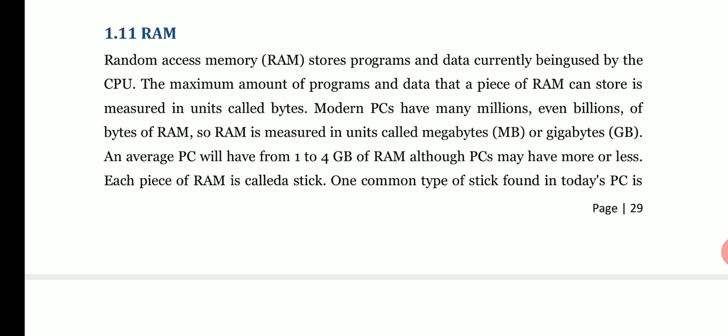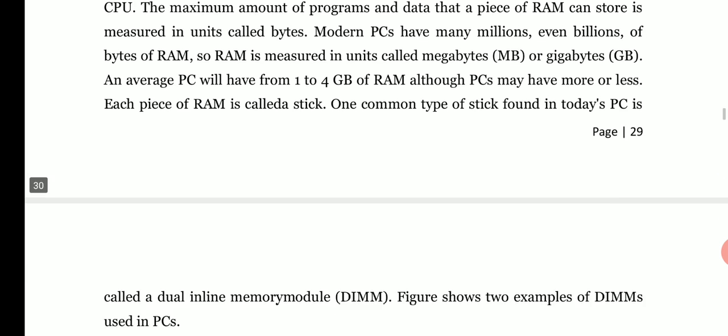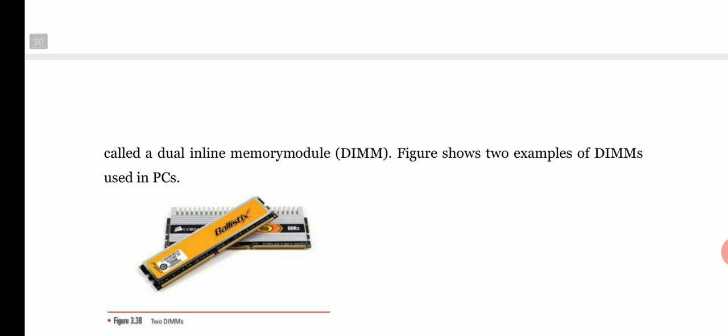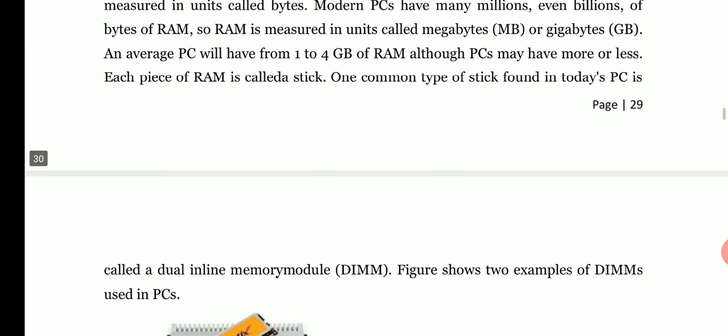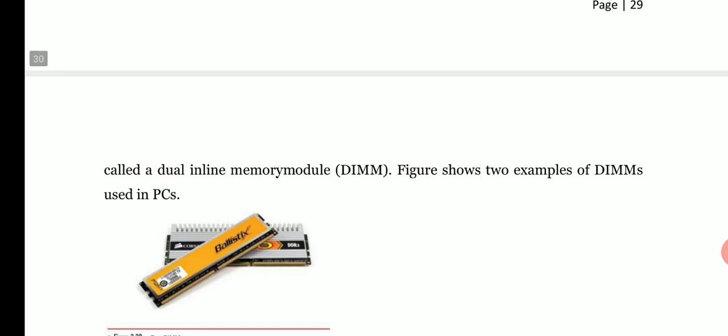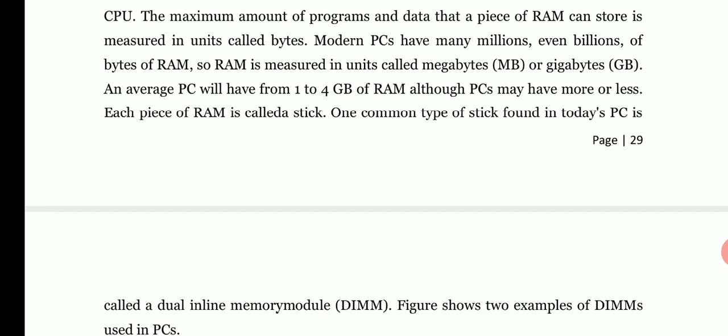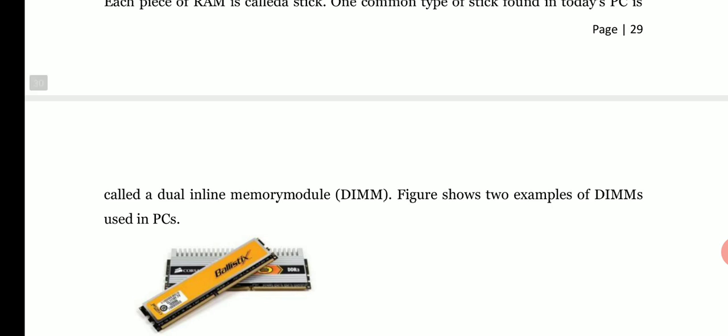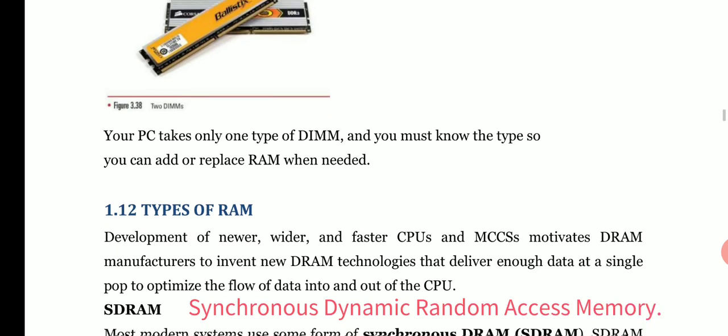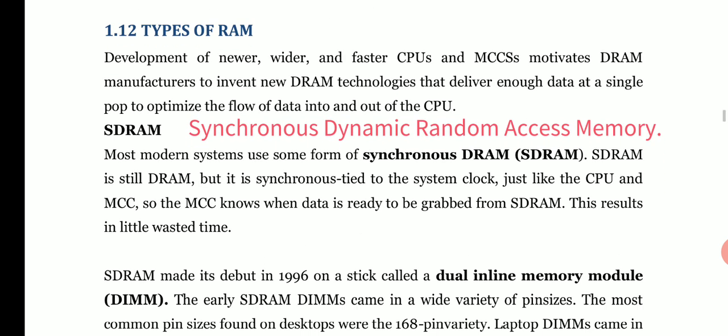Each piece of RAM is called a stick, and one common type of stick found in today's PC is a dual inline memory module, DIMM. DIMM is a RAM stick. It is one type of RAM stick. So each piece of RAM is called a stick, and a common type of stick is a DIMM, that is dual inline memory module.